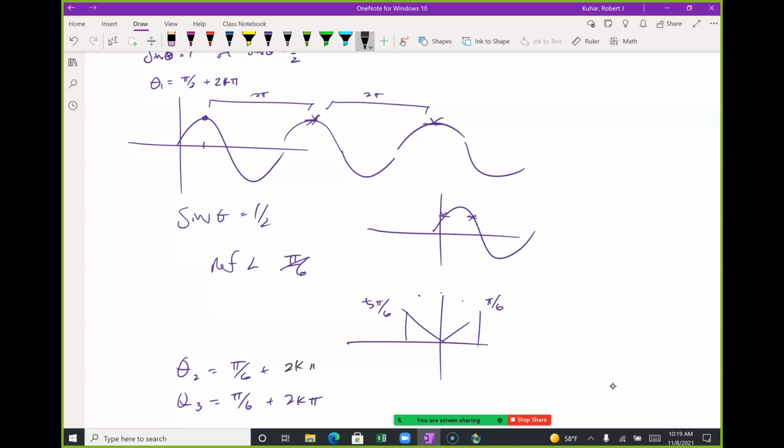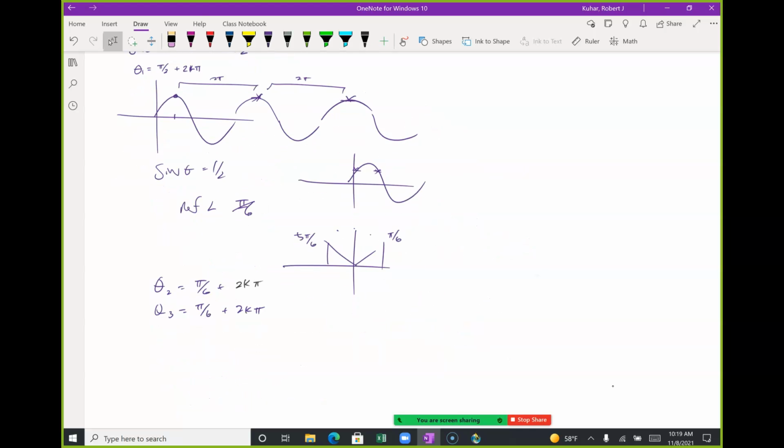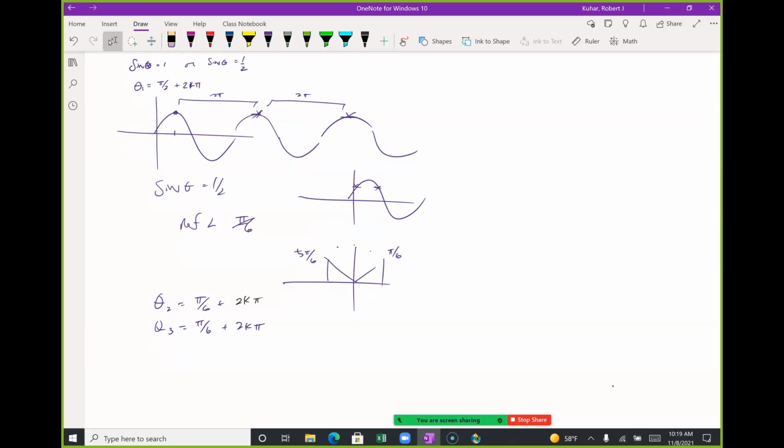And this 2k pi thing is a little confusing when you first learn it. But you'll be fine. You'll figure it out. And there it is. There are all my answers. So theta is the set of pi over 2 plus 2k pi, pi over 6 plus 2k pi, and 5 pi over 6 plus 2k pi. That one doesn't get nice.